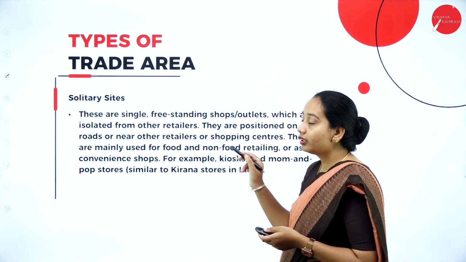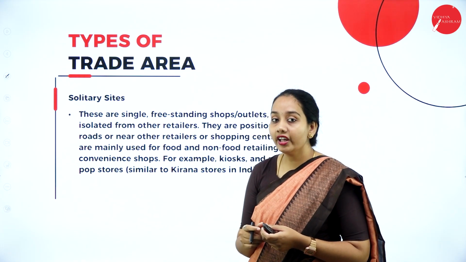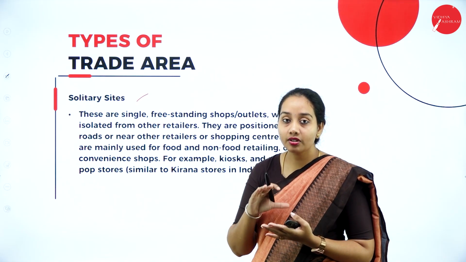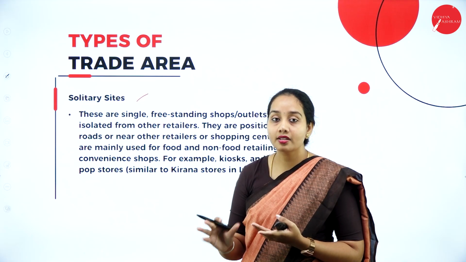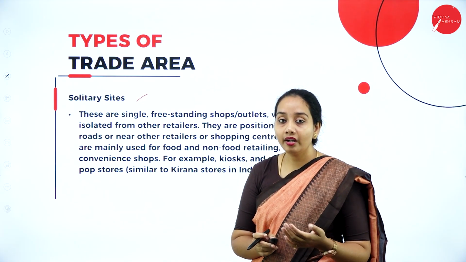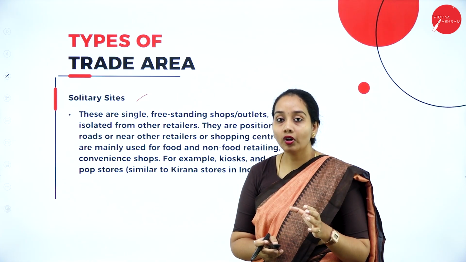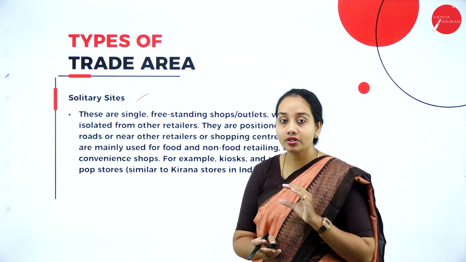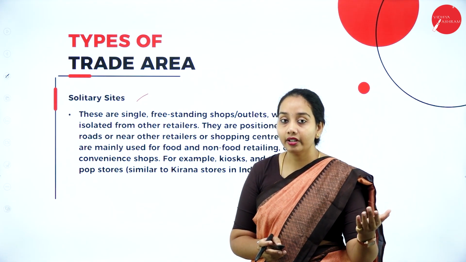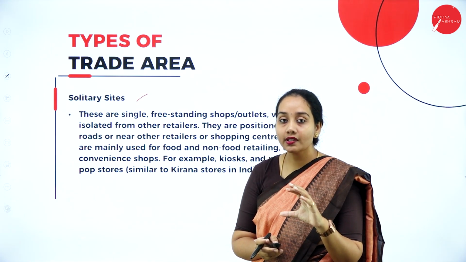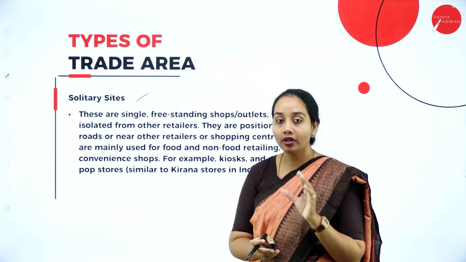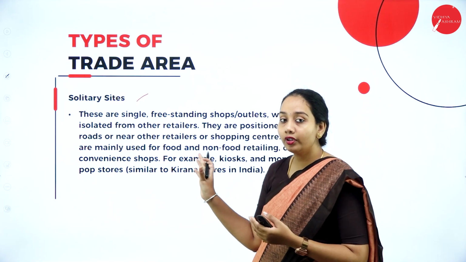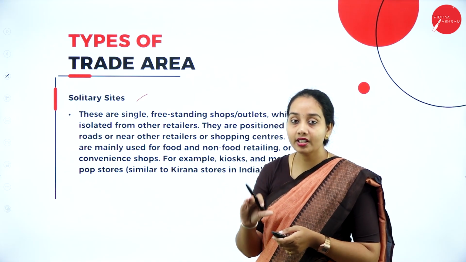Next is about different types of trade areas. Under that we have solitary sites. Solitary sites are those wherein small stores are situated away from other retailers. The best examples are your nearby retail locations like kirana stores, small mom and pop stores or small tea stalls. These are small solitary sites situated away from other big retailers. They are sole proprietary businesses that carry out their business on their own, and there is only a single owner for these kinds of businesses. The examples I have given are kirana stores, small tea stalls, etc.